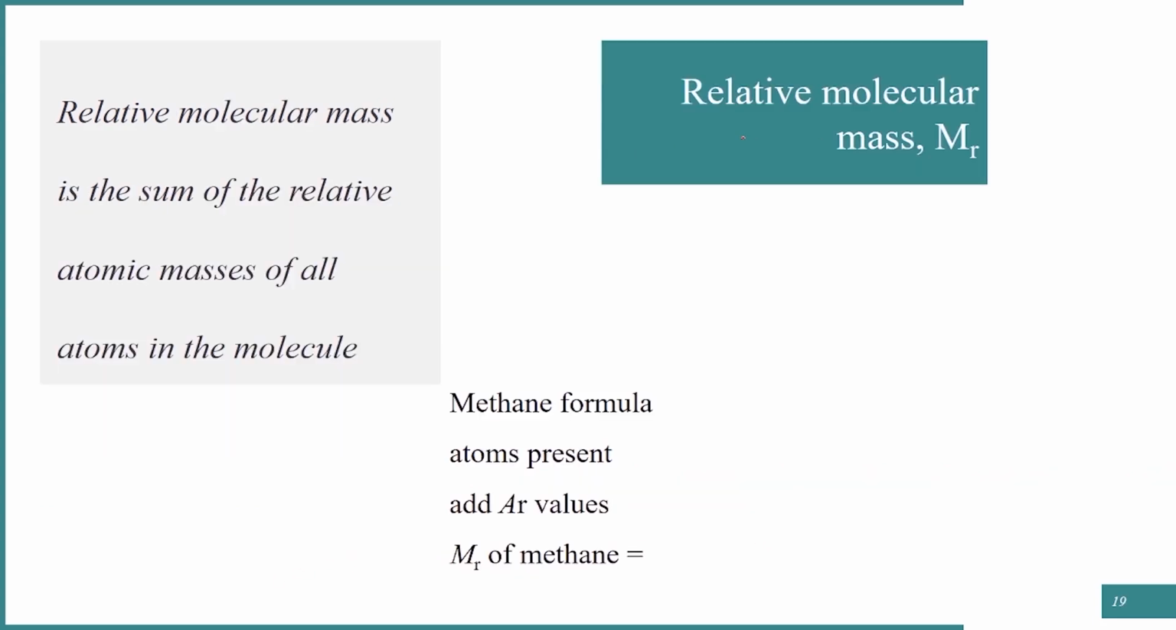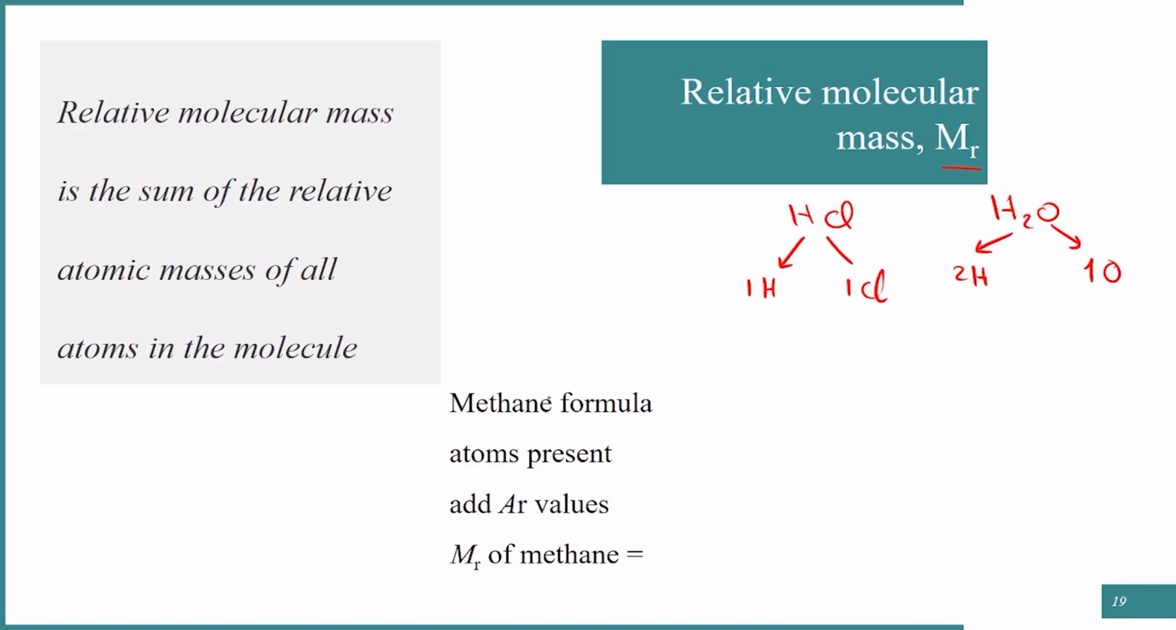15.39. Now moving to the relative molecular mass, which we give the symbol Mr. We all know that molecules are made of atoms. For example, a water molecule is made of 2 hydrogen atoms and 1 oxygen atom. A hydrogen chloride molecule is made of 1 hydrogen atom and 1 chlorine atom.